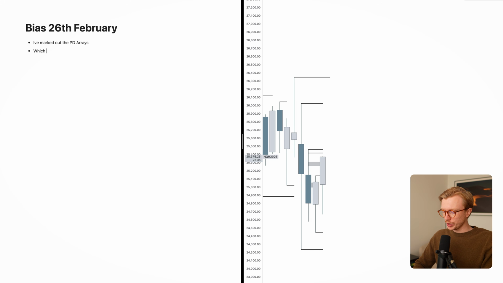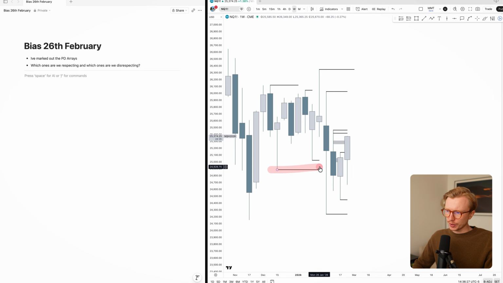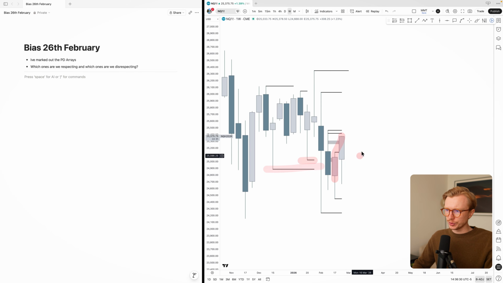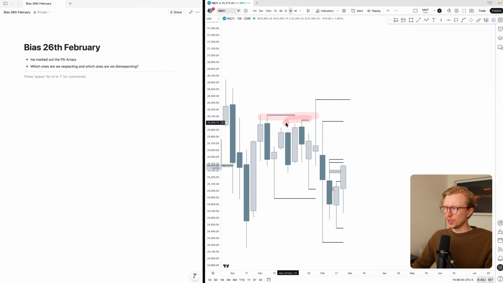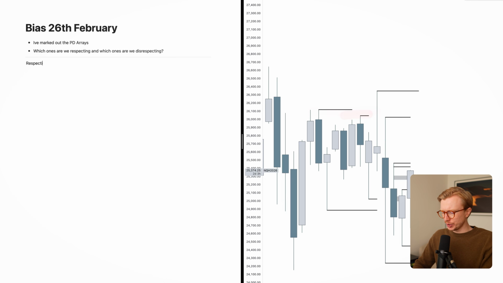Now the question is, which ones are we respecting and which ones are we disrespecting? Now we can see that we are respecting a couple of swing lows right here. That's why we are moving higher. We are also respecting a couple of swing highs right there. So we are respecting both swing highs and swing lows. Well, to me, that's not necessarily that clear because again, we just mentioned that is potentially consolidation.